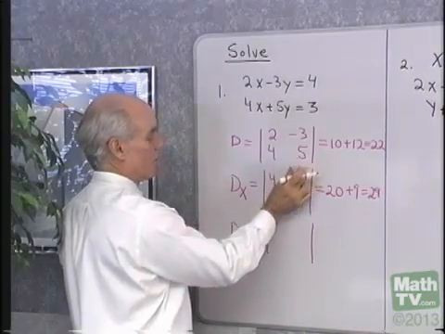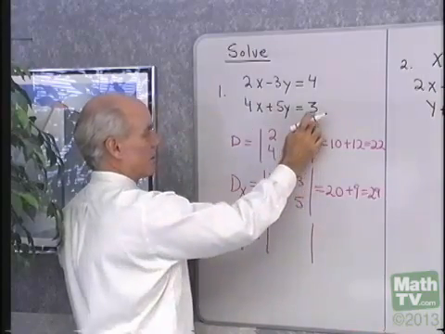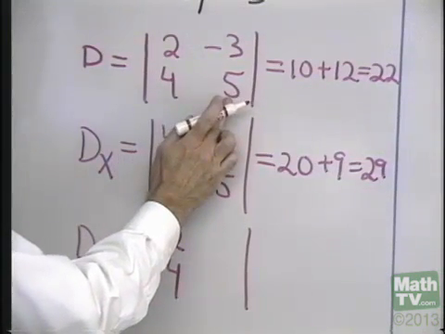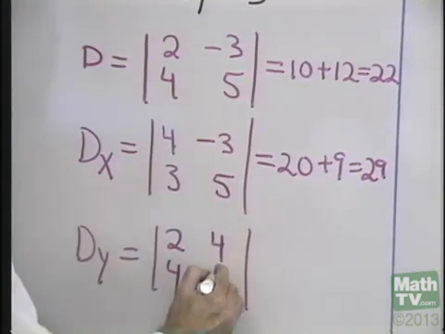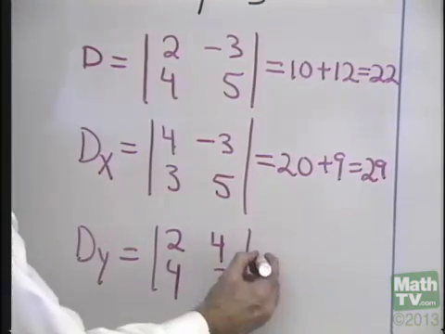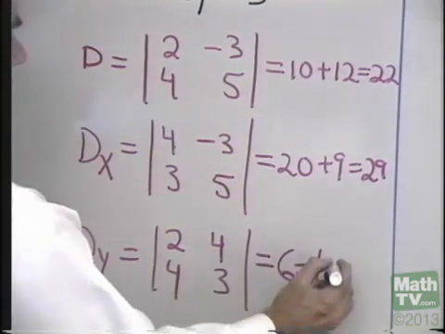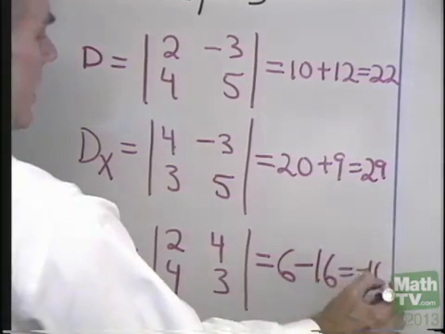The determinant d sub y is the same as my original coefficient determinant, except that in place of the coefficients of y, I use the constant terms. So it's 2, 4, that's these numbers right here. Then in place of these, I use the constant terms. So I evaluate this. 2 times 3 is 6, subtract 4 times 4 is 16, and I end up with -10.